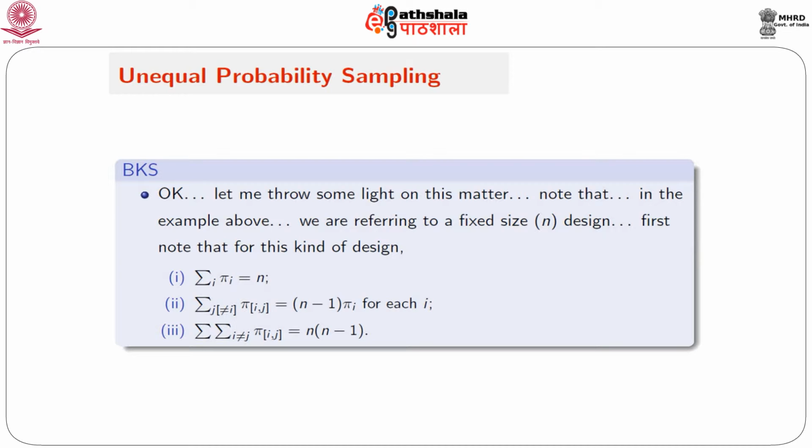Note that in the example above, we are referring to a fixed size design, sample size being little n. For this kind of design, sometime back in one of the modules, I mentioned and we went through these particular relations involving the first and second order inclusion probabilities. If the sample size is little n fixed for all samples, then the sum of the inclusion probabilities is equal to little n. Then the third relation says the double summation of pi ij over all i not equal to j is n into n minus 1, and the second relation relates to pi i for fixed i. Those are the relations that we know.